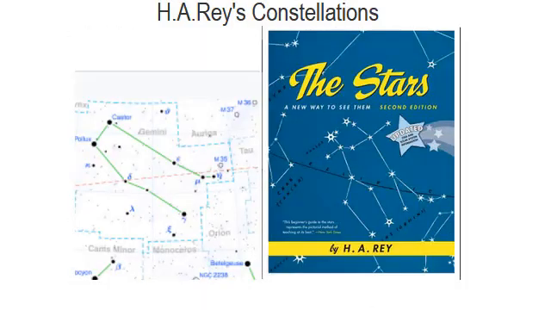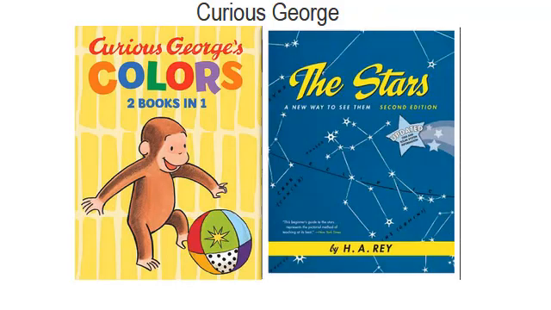The style of constellations used on the sky map were developed by H.A. Rey in 1952. Several of them have replaced the former designs. Compare the traditional style of Gemini with the more descriptive design by Rey. Rey is better known for his series of children's books based on a monkey named Curious George. However, his book, The Stars, is recognized as an excellent introduction to astronomy.